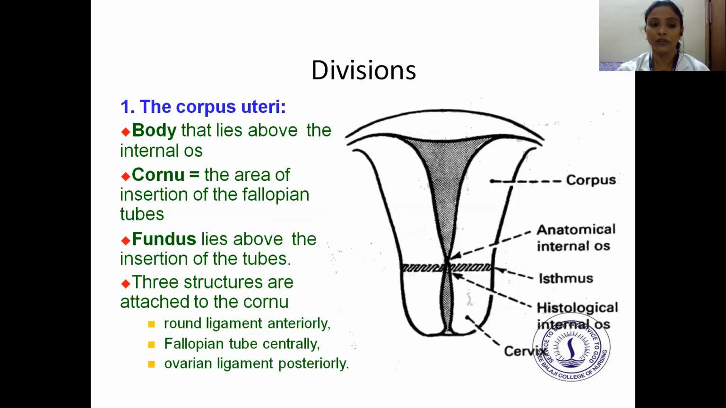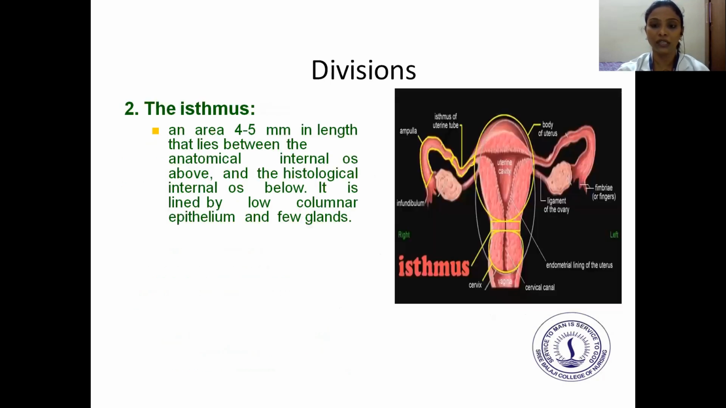And then the divisions of the uterus. The corpus uteri, that is the body that lies above the internal os, is the body of the uterus. Next, the cornua, this is the area of the insertion of the fallopian tubes. Fundus lies above the insertion of the tubes. There are three structures attached to the cornua, that is the round ligament anteriorly, the fallopian tube centrally, and the ovarian ligament posteriorly. Next is the isthmus. The isthmus is an area that is 4 to 5 millimeter in length that lies between the anatomical internal os above and the histological internal os below. It is lined by columnar epithelium and has no glands.